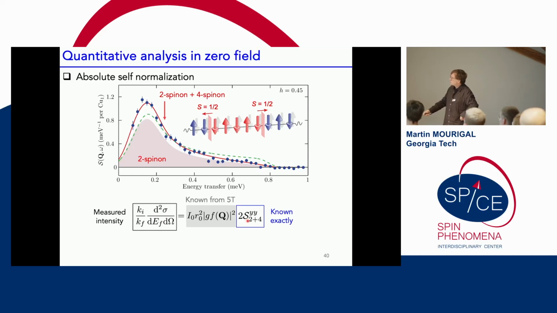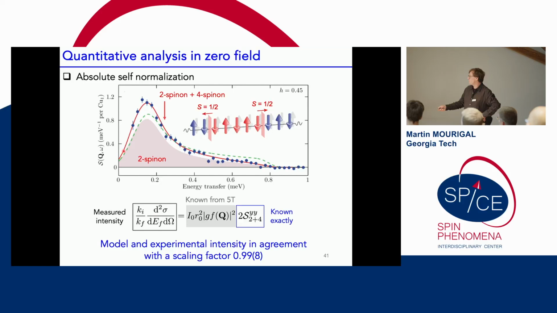But again, what I want to emphasize is that the cross section here is twice S^yy. So why is there a factor 2? Because now we are isotropic, so we have twice more correlations to probe. And then we still have the same prefactor in the cross section as we had before, but now we know it from 5 Tesla. Okay? And because we know it from 5 Tesla, we can compare the theory and the data in absolute units. And when I do this in this material, the model and the experimental intensity are in agreement with a scale factor of 0.99. I have an error bar of 8% on this.